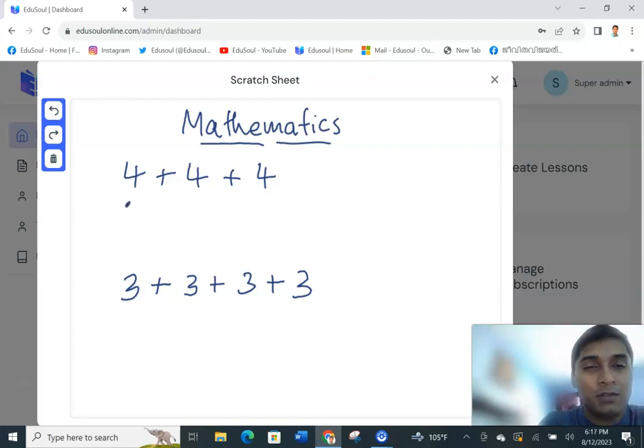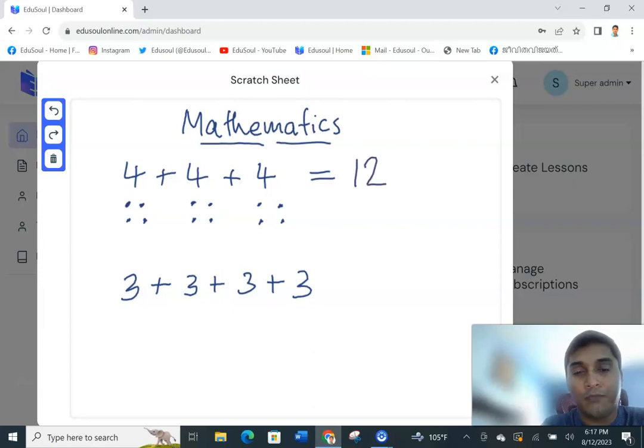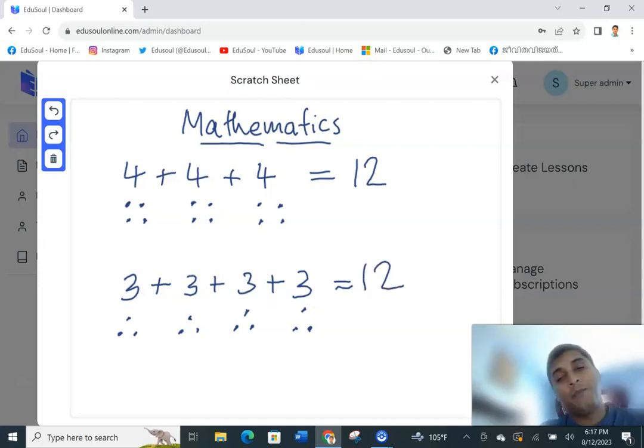So this means 1 2 3 4, 1 2 3 4, 1 2 3 4. So it is equal to, you just count all of them. Okay, 4 plus 4 is 8, 8 plus 4 is 12, or this one is 3, here also 3, here also 3, here also 3. Now that also becomes 3 plus 3 is 6, 6 plus 6 is 12. Now these are additions, right?